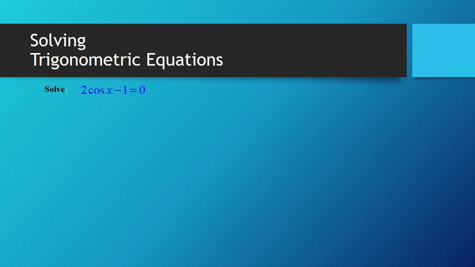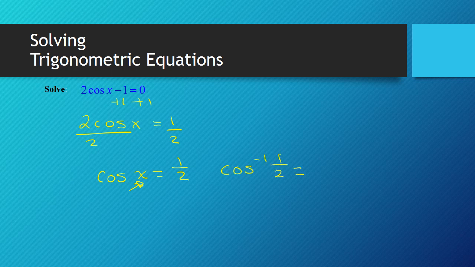Okay, so the first one is pretty straightforward, right? 2 cosine x minus 1 equals 0. So the first thing we're going to do is isolate our trig value. Add 1 to both sides. Now we divide by 2. And we have cosine x is equal to 1/2. So this is the same thing as cosine inverse of 1/2 equals x.